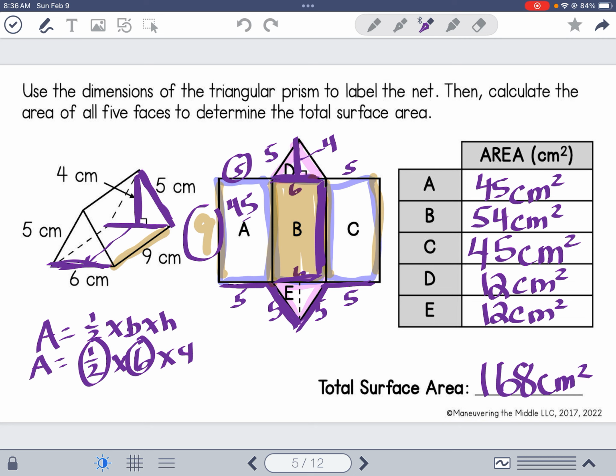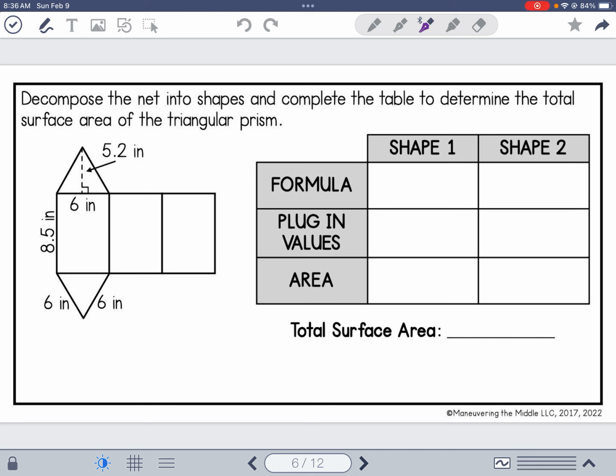All right, that next one has some decimals, so let's just move on to the next page. So turn your page and let's go to number 2.